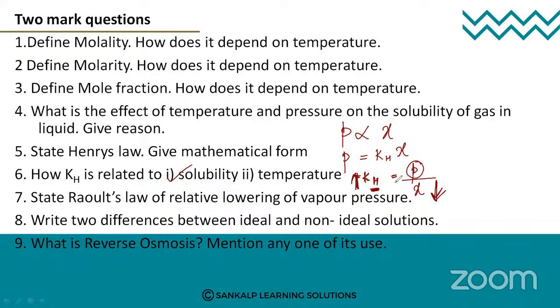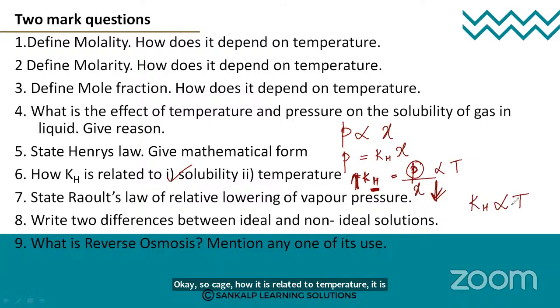Now you know that KH is directly proportional to pressure. So as KH is directly proportional to pressure, it is directly proportional to temperature. How is KH related to temperature? It is directly proportional. Understood? So how is KH related to solubility? As the KH value increases, solubility decreases.